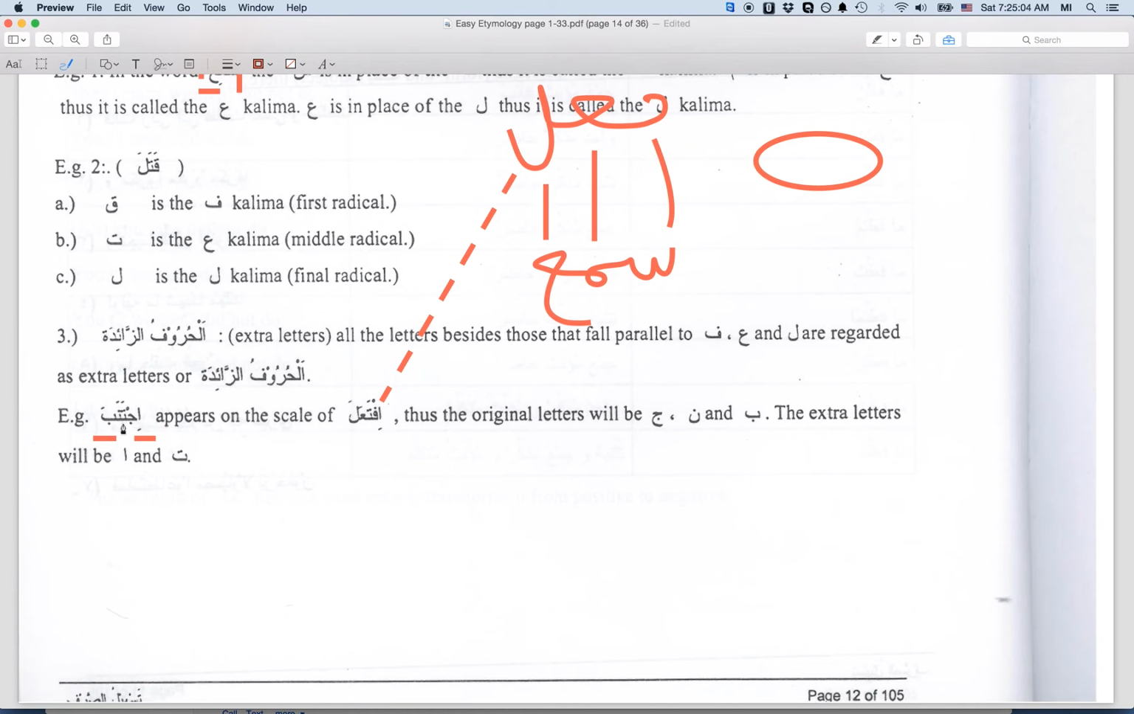If you look there, even here in ijtanaba, jim is taking the place of fa kalma, noon is taking the place of ain kalma, and ba is taking the place of lam kalma. Ijtanaba, like that. The huruf zaida, the extra letters for ijtanaba, are alif and then the ta, those two. So the original letters will be jim, noon, and ba, just like we said. The extra letters will be alif and ta right here.